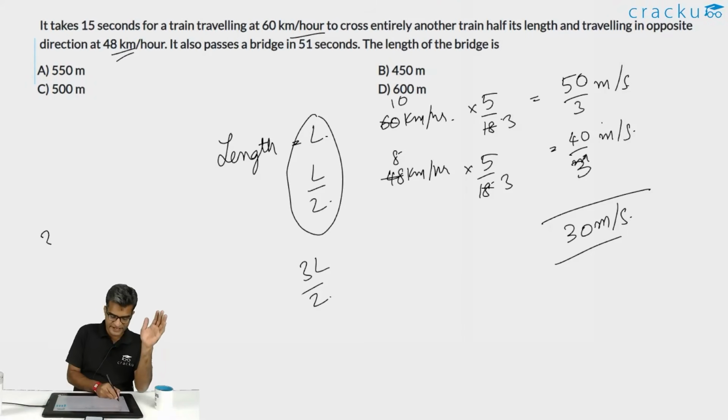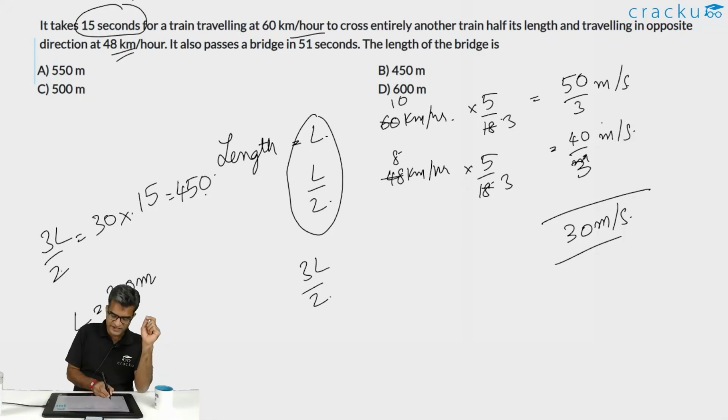This would imply that 3L by 2, which is the distance that they cover, is equal to their relative speed, which is 30 meter per second, into the time it takes for them to cross each other, which is 15 seconds. This is equal to 450. So the value of 3L by 2 is 450, so the value of L is 300 meters. So the length of the first train is 300 meters. The length of the second train will be 150 meters.